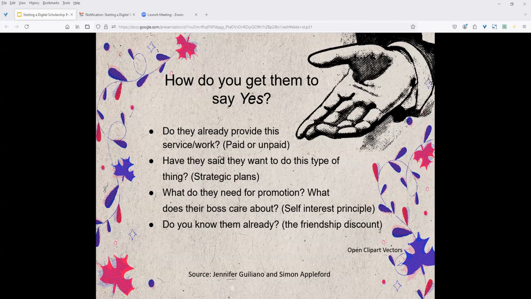So there's always this self-interest principle. If a faculty member is looking to get tenure, would your project be something they would be willing to work on? And of course, the last one is the friendship discount. Do you know them already? Do you have a buddy who will just say, yeah, sure, I'll help you out? So those are the different ways you can get people to say yes.